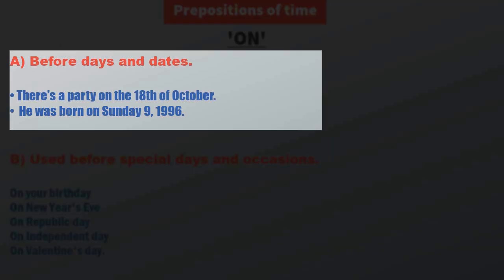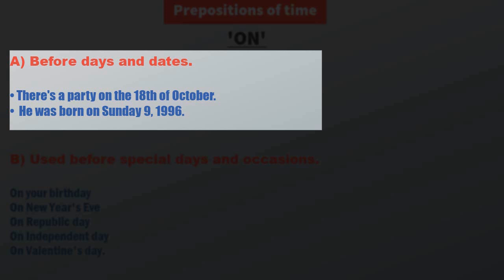On. On is more specific than the preposition in. It refers to a more specific time period, a shorter time period than in. So we use on with days and dates. Days like Sunday, Monday, Tuesday: on Sunday, on Monday, on Tuesday. I'll see you on Sunday. My birthday is on the 18th of October. That's my birthday. You can wish me on that day. He was born on 9 January 1996.